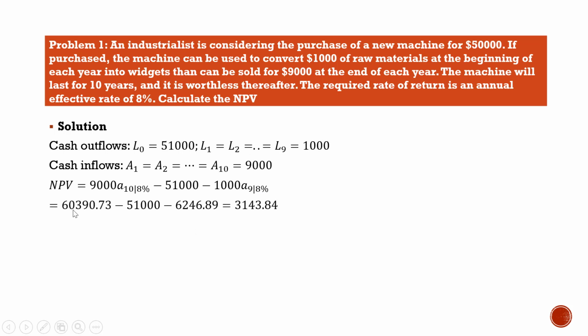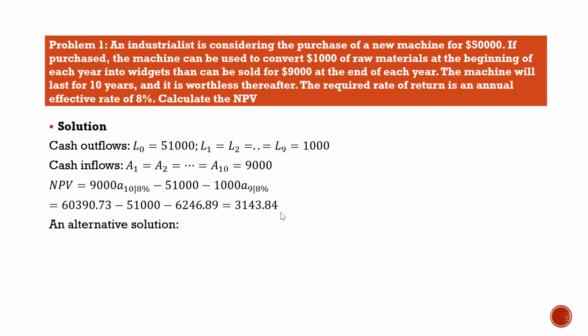So now we compute NPV using the calculator. The first term is 60,390.73 minus 51,000 minus 6,246.89. The answer for the net present value of this investment is $3,143.84.